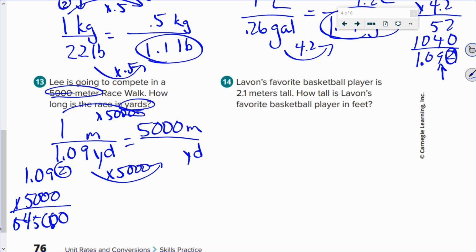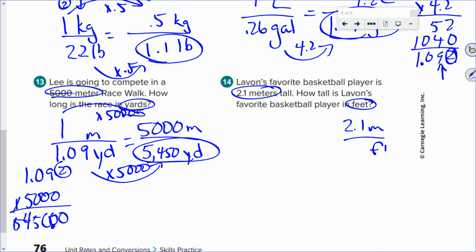2 decimal places, so that's about 4,450 yards. There's our answer. 5,000. Last one, I'm going meters to feet.